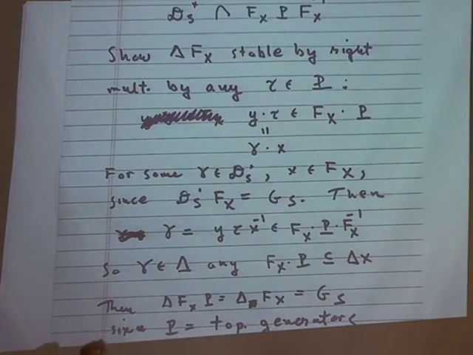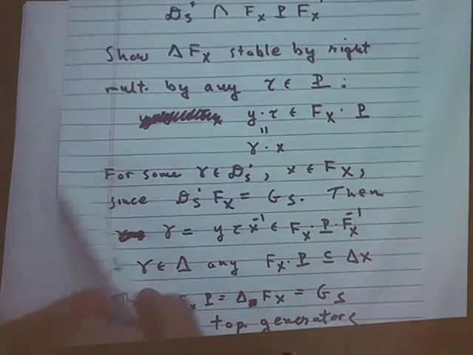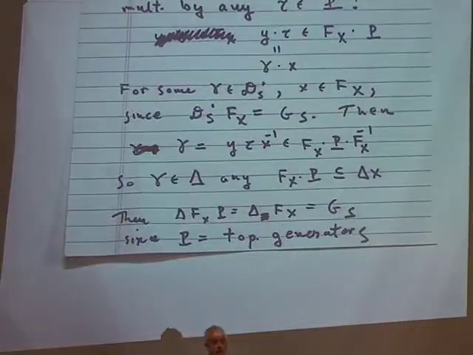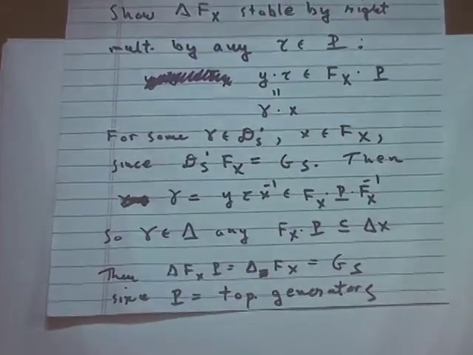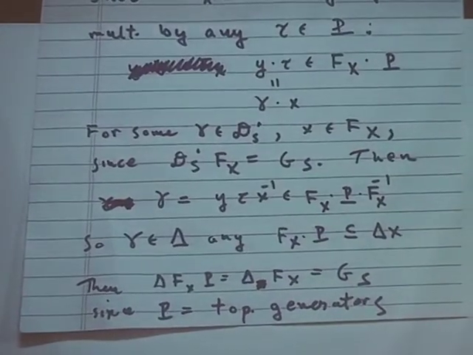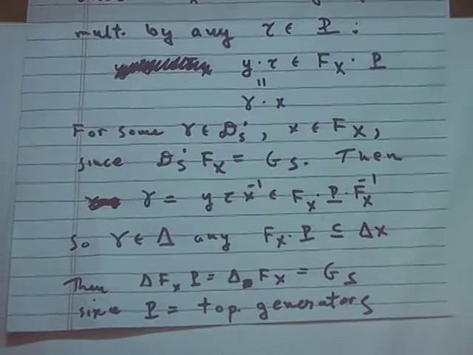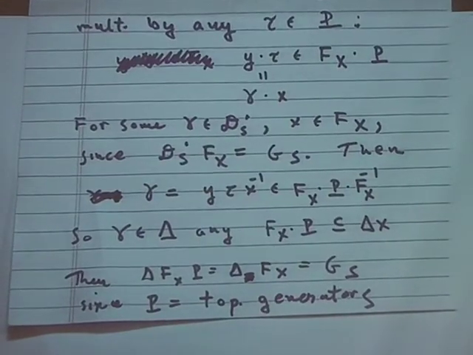And the bottom line then is that when you do the replacement there, gamma tau times y times tau equals gamma x, you end up getting that delta times the fundamental domain is stable by right multiplication by the topological generators. But since they're topological generators, then it has to be everything. So now you've shown that delta times the fundamental domain equals G sub S.